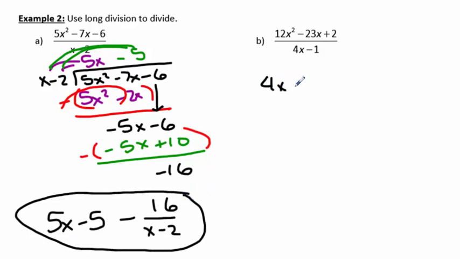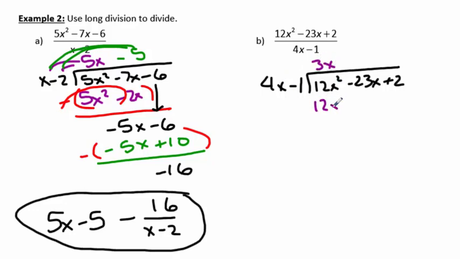The next one I have is 4x minus 1 divided into 12x squared minus 23x plus 2. So that's 4x divided into 12x squared. What times 4x gives me 12x squared? 3x. So 3x times 4x is 12x squared, and 3x times negative 1 is negative 3x.